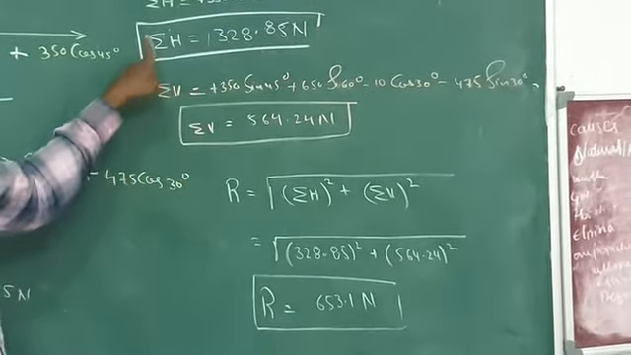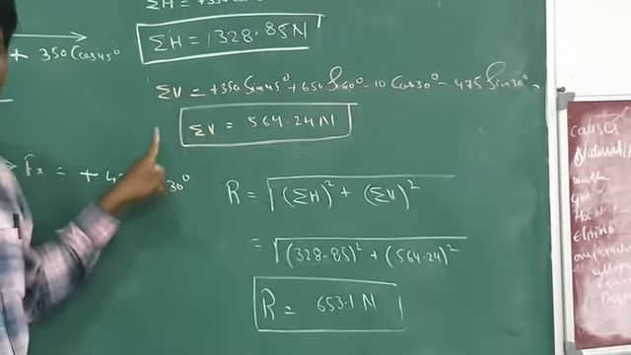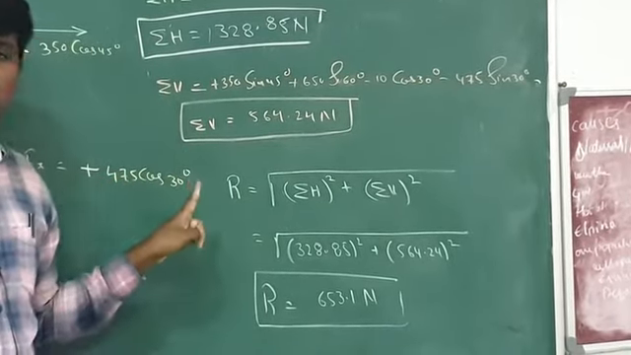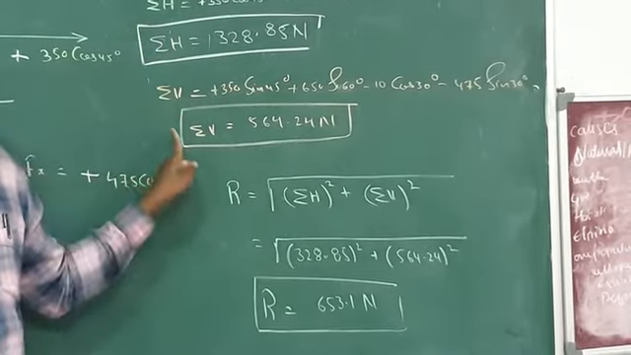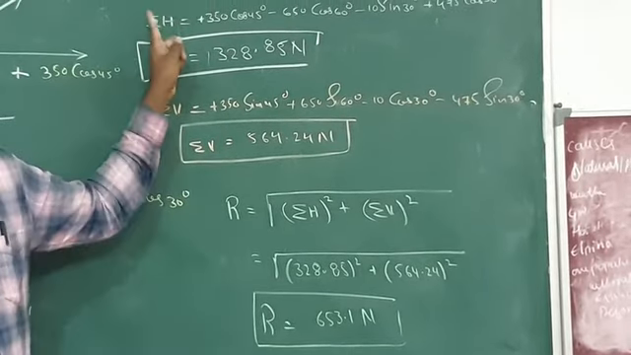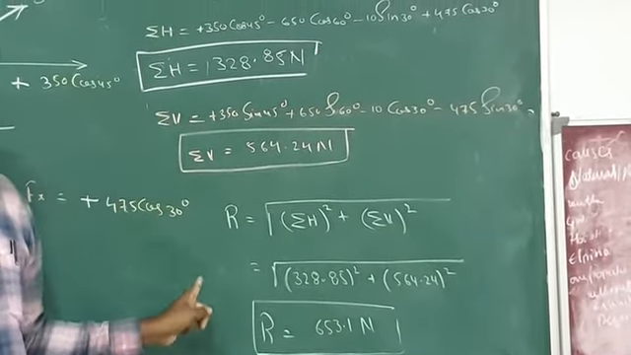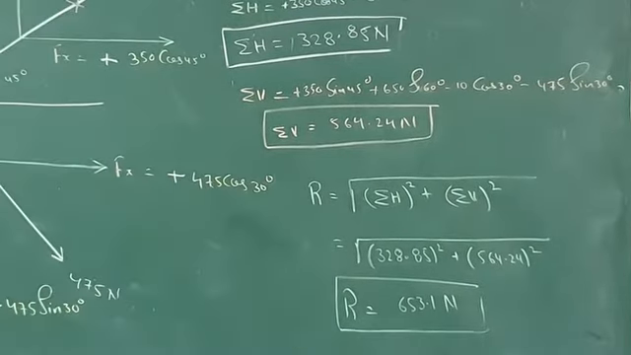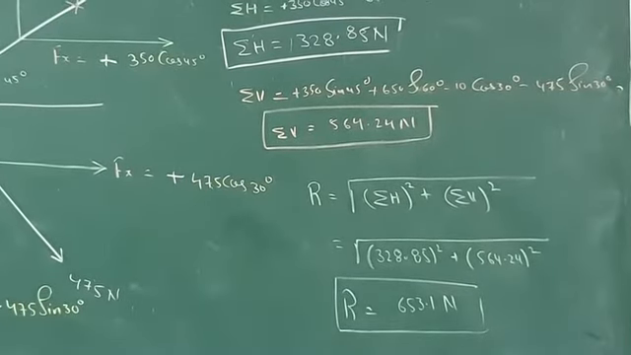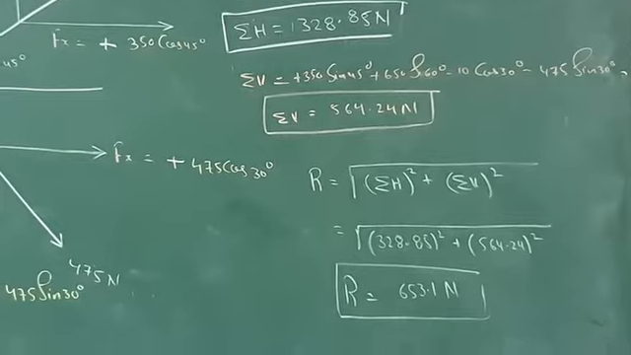This is the resultant. First you have to find the sum of horizontal, then the sum of vertical, then the resultant. You have to find it like this. After that, you have to find the direction.